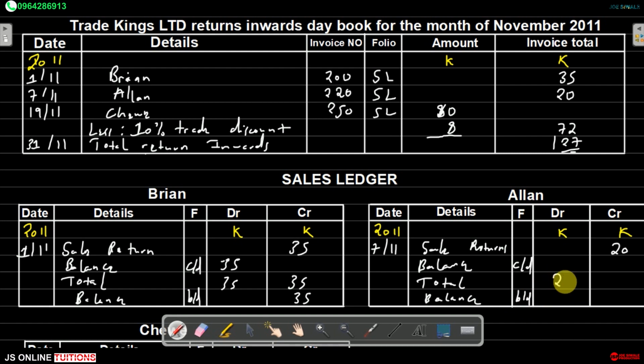The total is going to be 20 on the debit side and 20 on the credit side. The balance carried down is going to be shown on the debit side as 20, and the balance brought down is going to be shown on the credit side as 20.